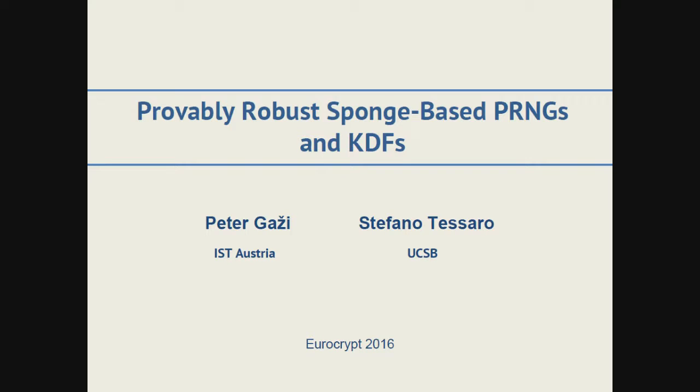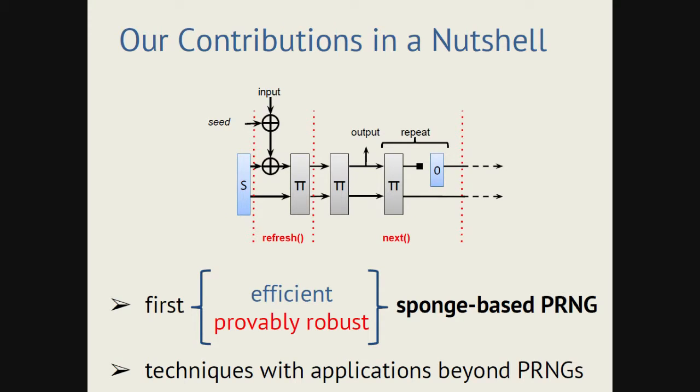So good morning, everyone. Welcome to the talk. What I will be telling you about in the next 25 minutes is a recent joint project with Stefano Tessaro, where we looked at how to build pseudo-random number generators and key derivation functions from sponges. So first, let me summarize quickly what our main contribution is. We give the first efficient and provably robust sponge-based PRNG. And the techniques that we use to get towards this goal actually turn out to be useful also beyond the analysis of PRNGs. They also allow us to propose and analyze a construction of a key derivation function.